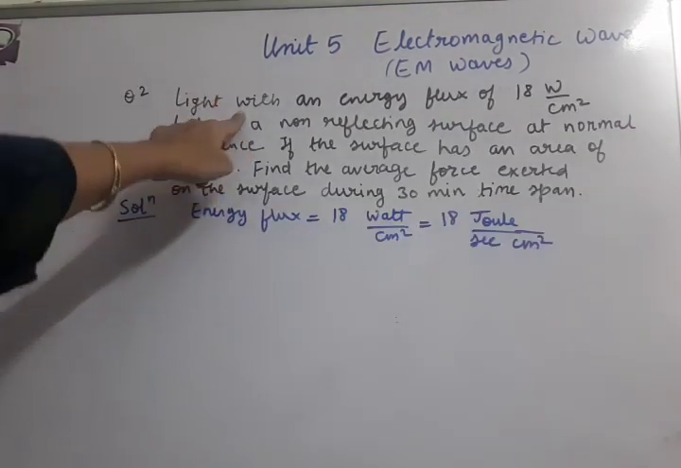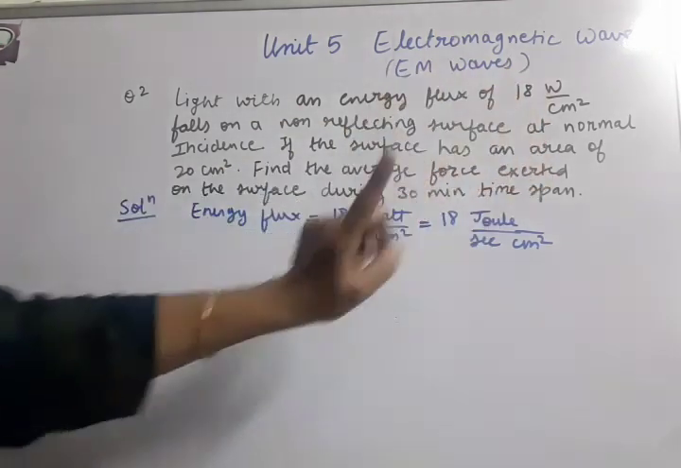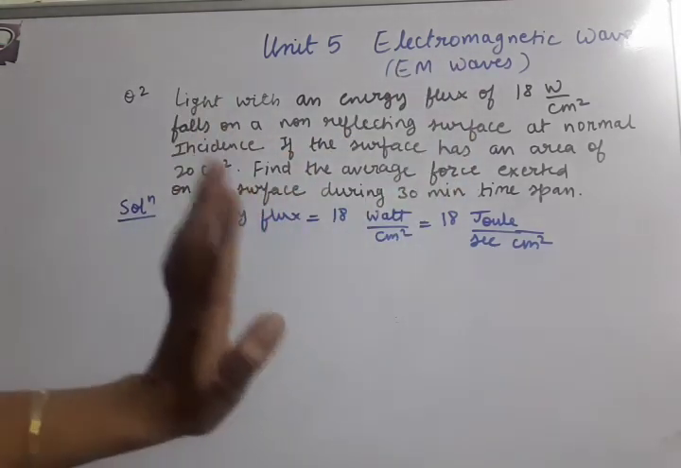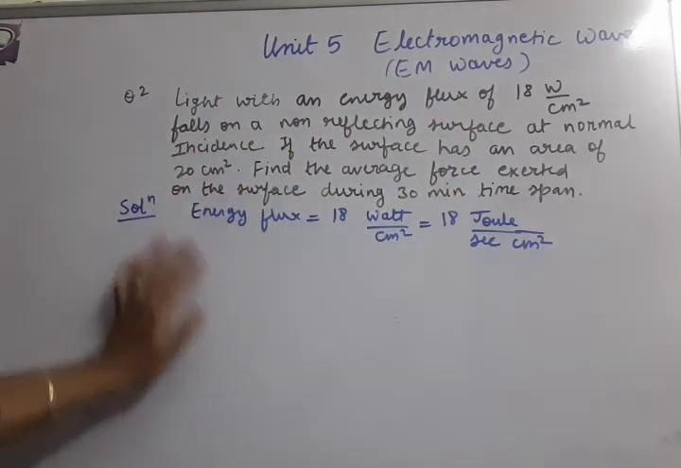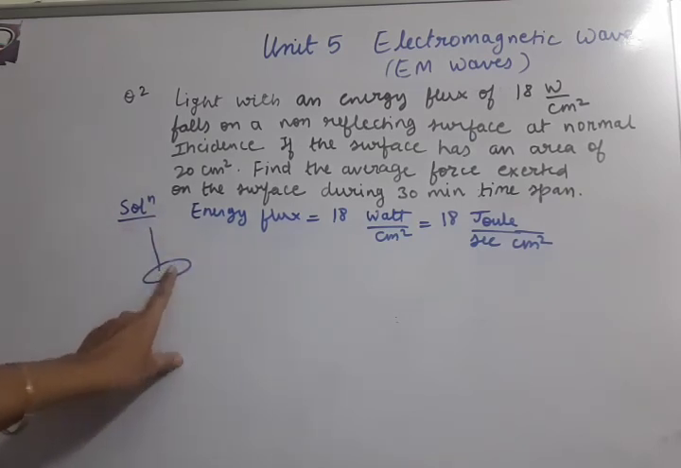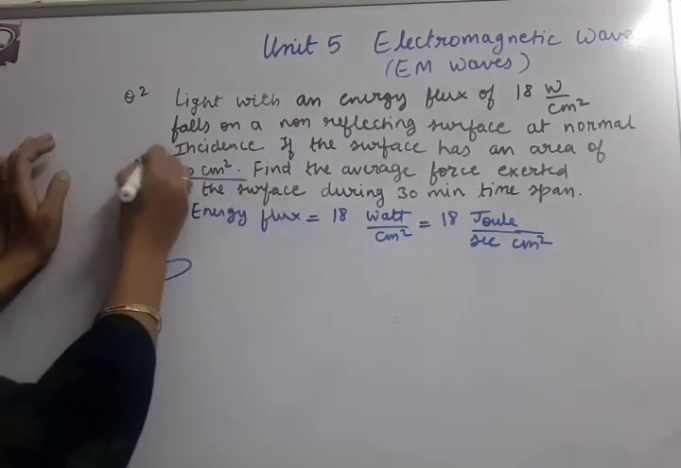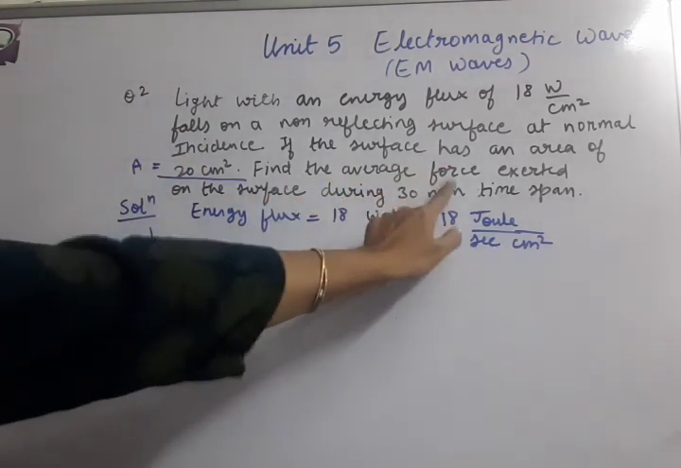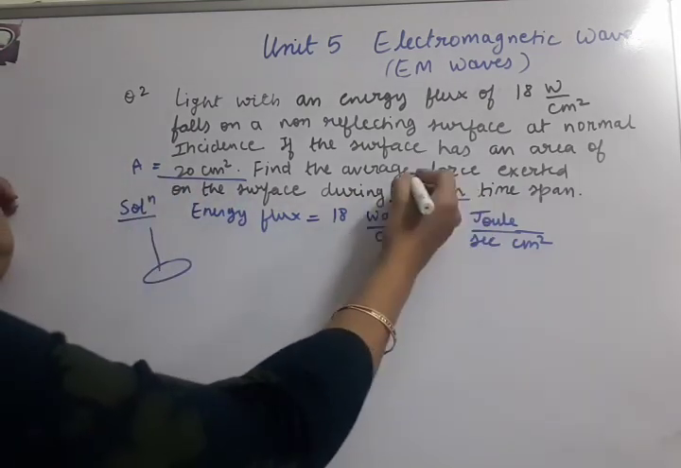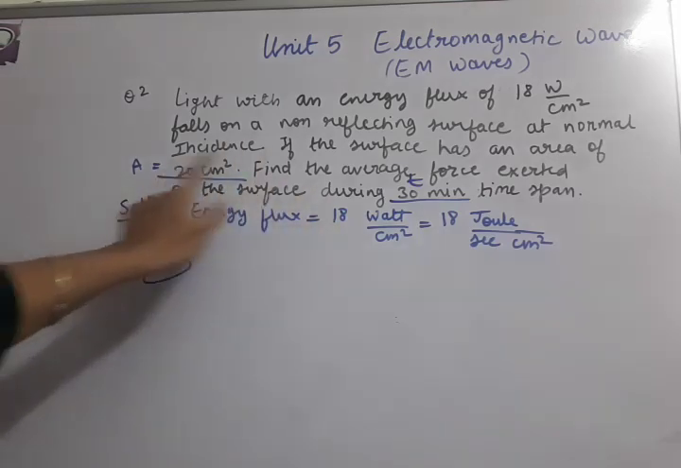Second question is very important. Light with an energy flux of 18 watt per centimeter square falls on a non-reflecting surface. Light means EM wave is falling on any surface like this at normal incidence. If the surface area is given 20 centimeter square, this is area. Find the average force exerted on the surface during 30 minute time span. Time is also given. So three things are given: energy flux, area and time.